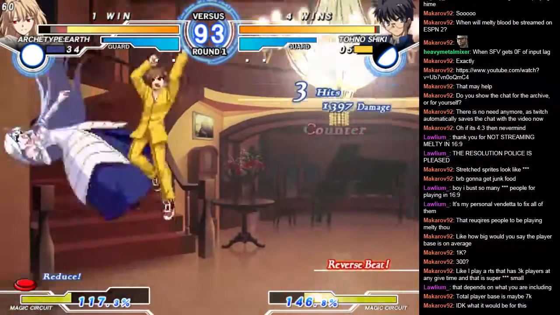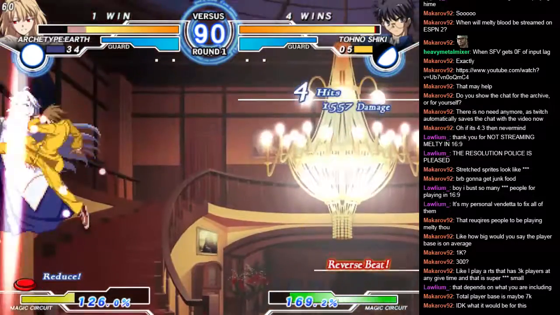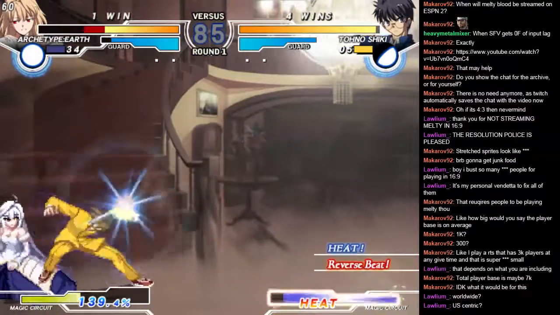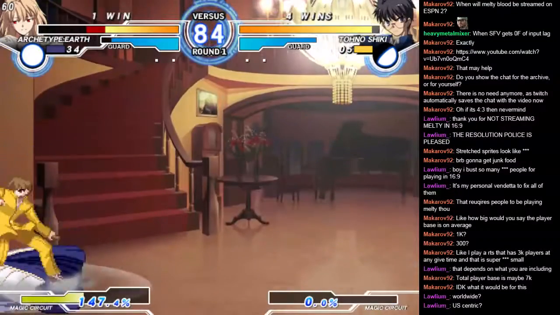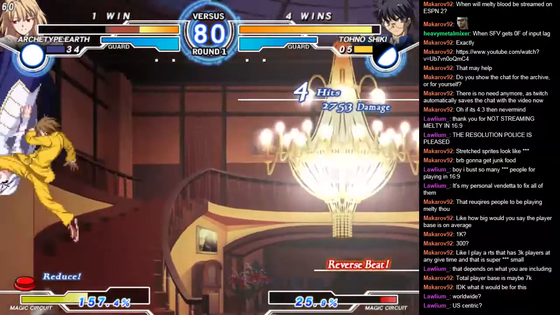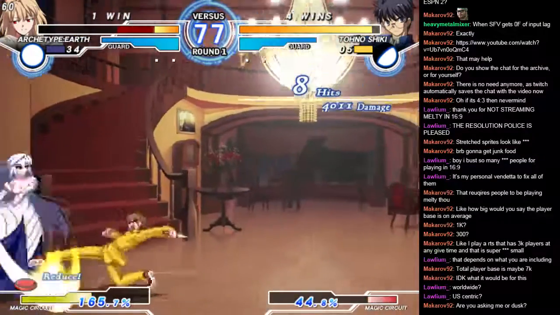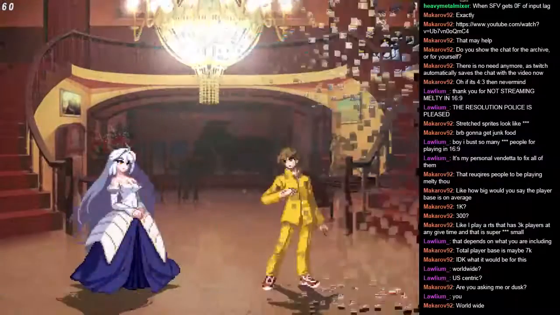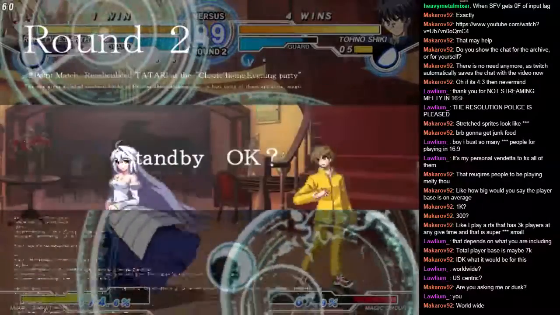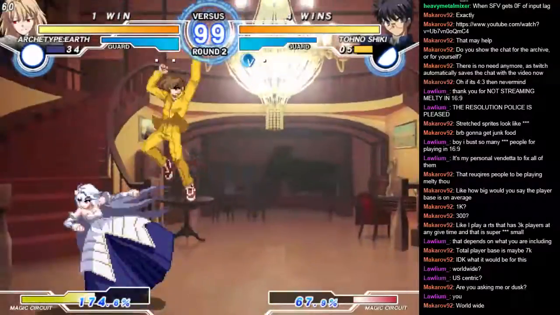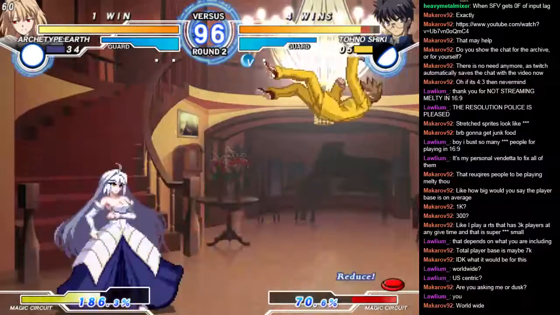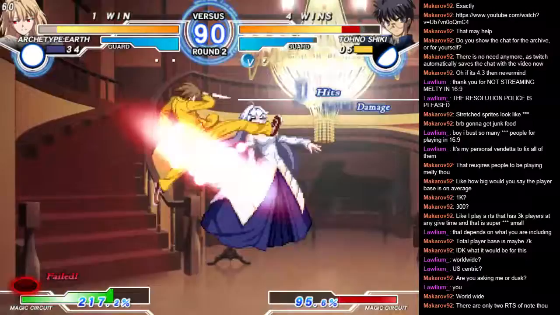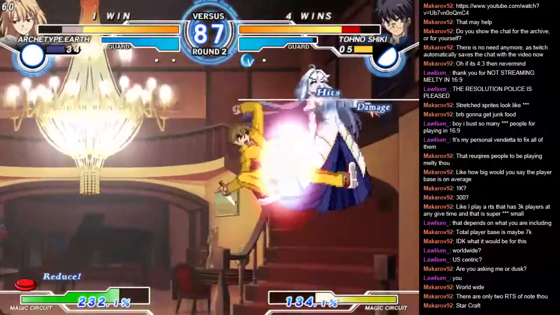There are 135 people in the Discord labeled as North America. Not all of them play. That being said, that doesn't include everybody who could possibly play in NA. There are people who aren't in the Discord. And it's also worth saying that not everybody in the Discord plays all the time. In fact, more people probably sit in the Discord and don't play than do.